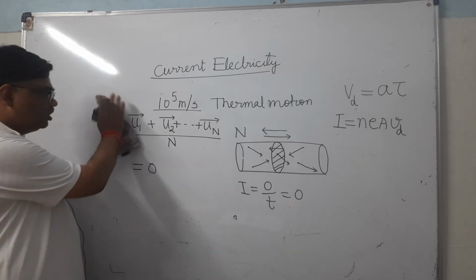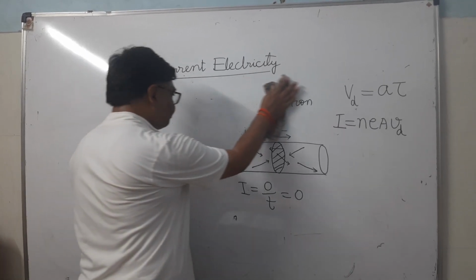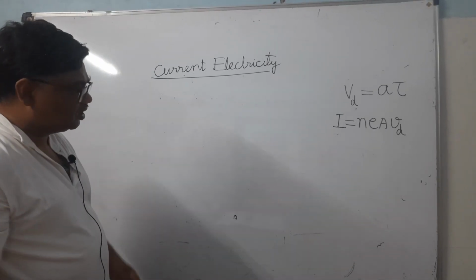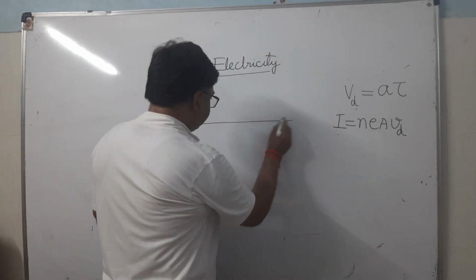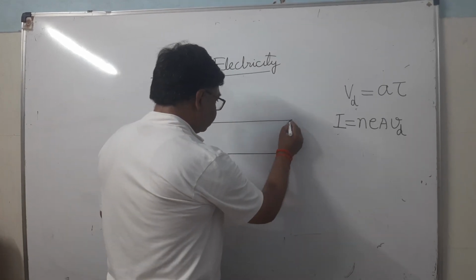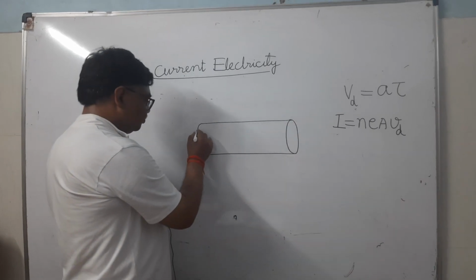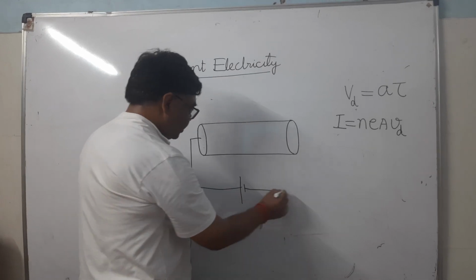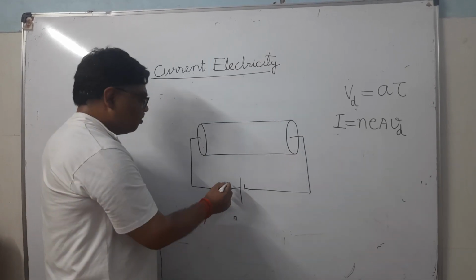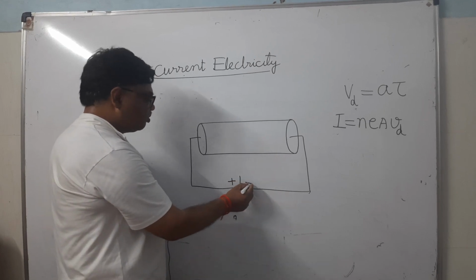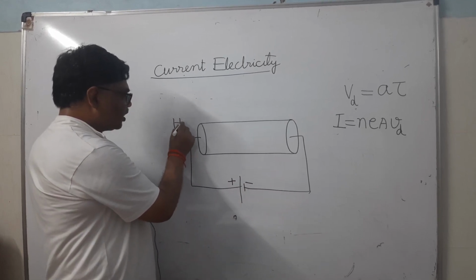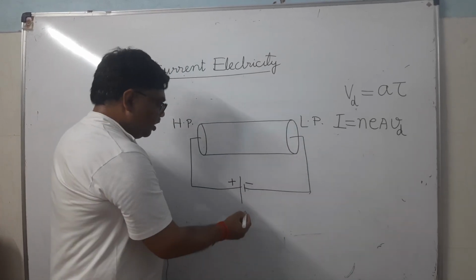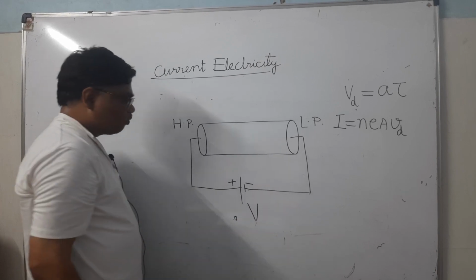It's clear? Now see here what will happen when you will apply a potential difference. When you will apply a potential difference, then what will happen? So you see in the diagram, when a potential difference is applied, let me make the diagram. This is connected to the battery. This is the positive terminal of the battery. This will be negative. Means this end will be at higher potential. This end will be at lower potential. If we take potential difference V, then what will happen?